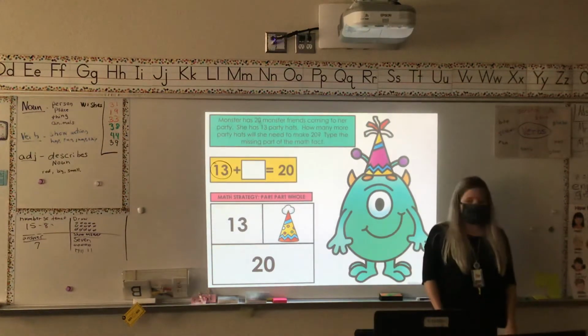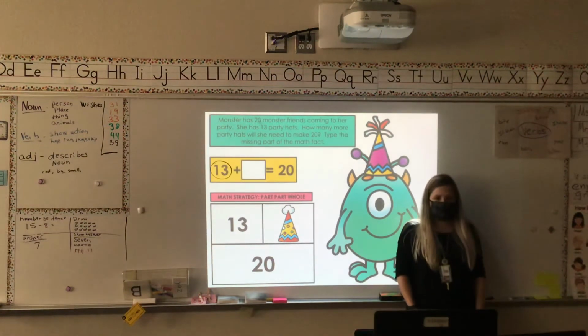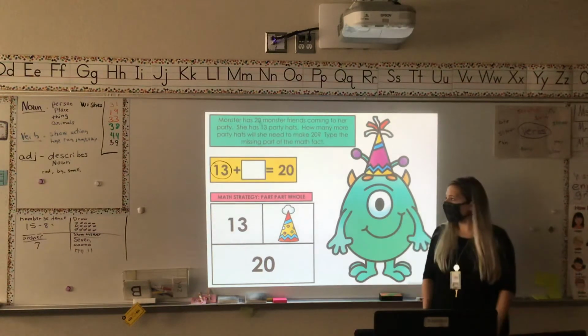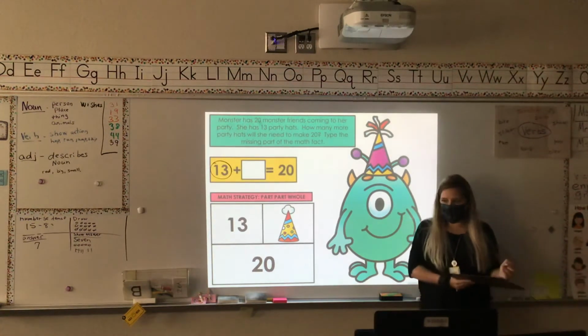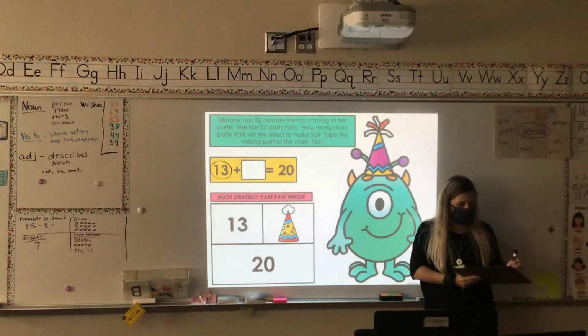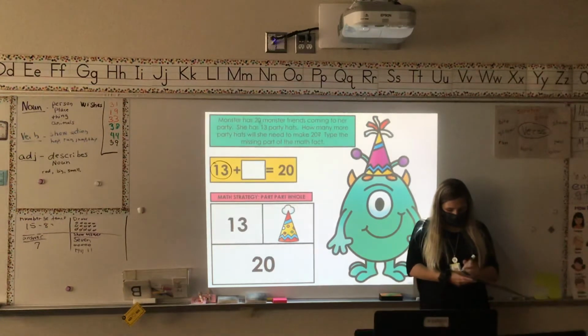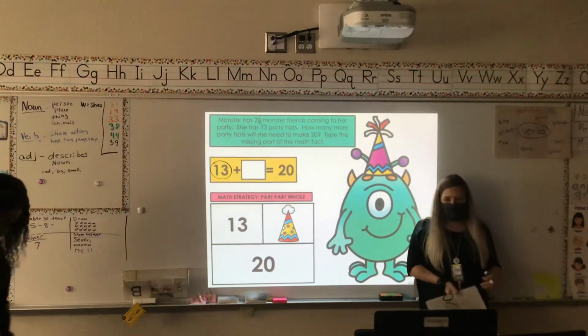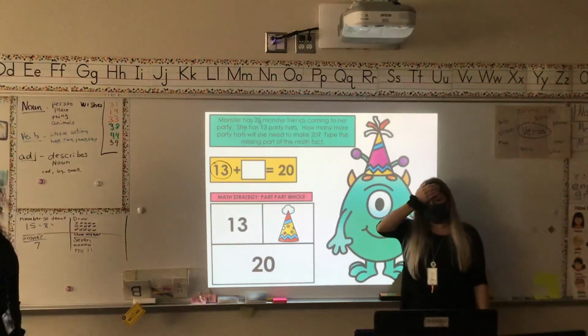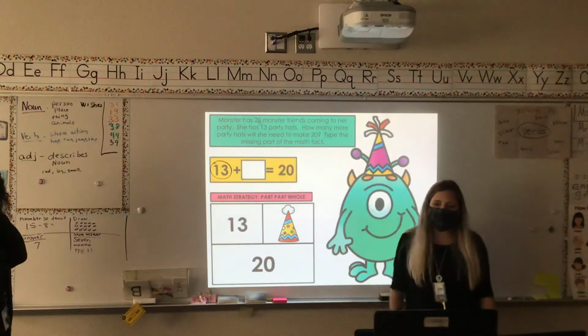We're gonna draw dots. Every time I count a number, make a dot. Ready? Okay? 13. Oh, look, 14. 15. Good job. 16. Make a dot. 17. Make a dot. 18. Make a dot. 19. Make a dot. 20. So you can count up by putting 13 in your head, count up to 20, how many fingers?